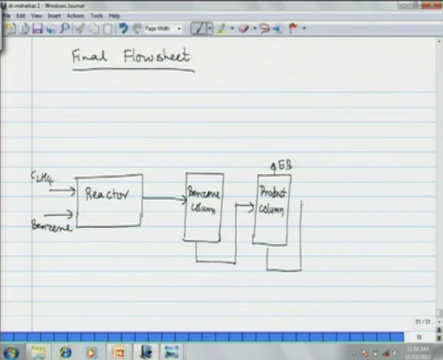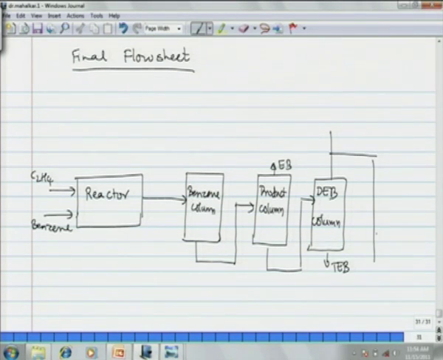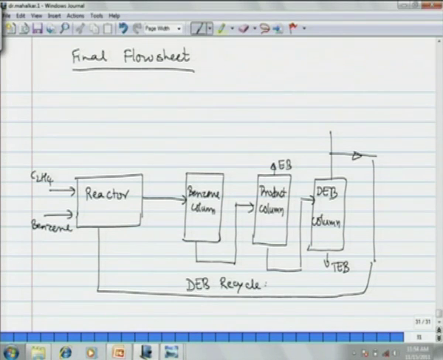Then we send the stream to the diethyl benzene column, where we take off the side product triethyl benzene and send it to fuel. The distillate product of the diethyl benzene column is split in two parts. One part is recycled to the reactor, and the second part is used as liquid in the absorber that treats the unreacted ethylene stream that is emerging from the process.